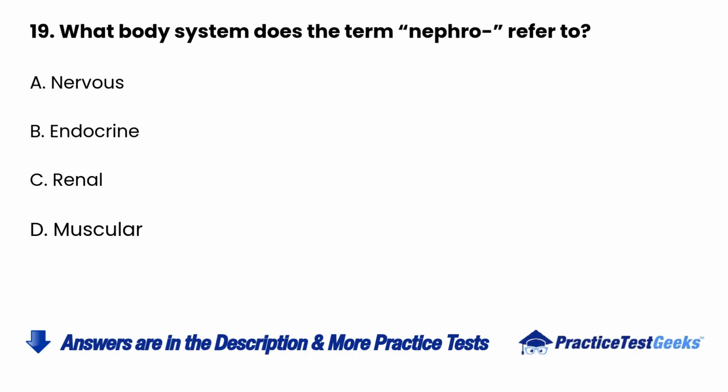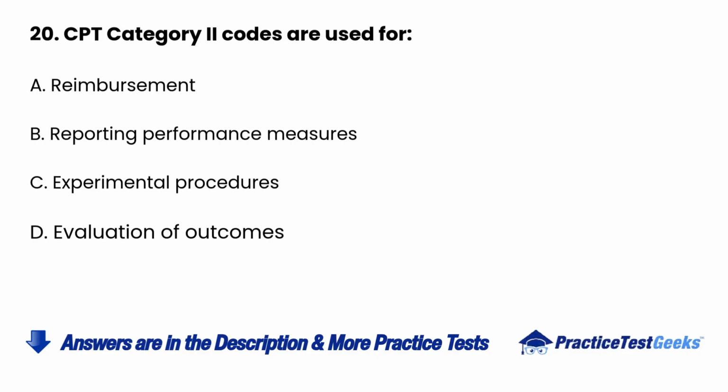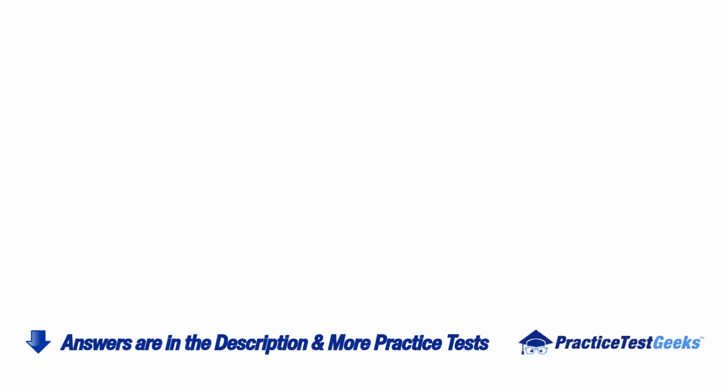19. What body system does the term nephro- refer to? A. Nervous, B. Endocrine, C. Renal, D. Muscular. 20. CPT Category 2 codes are used for A. Reimbursement, B. Reporting performance measures, C. Experimental procedures, D. Evaluation of outcomes.